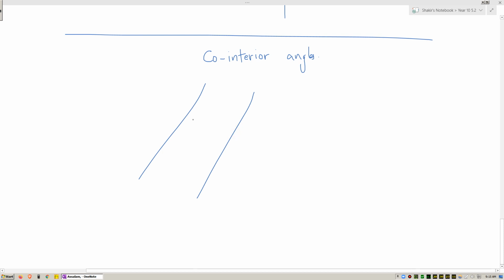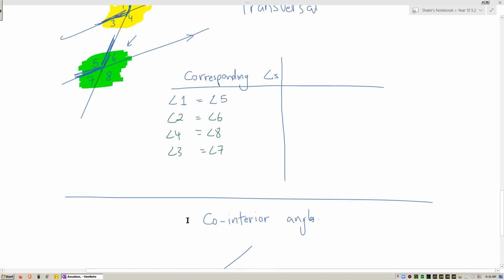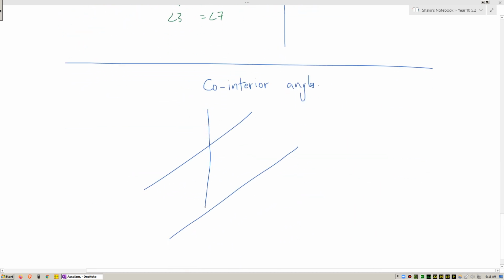Let's say you have, in fact, I'll draw a very similar diagram to what we had before. What did I have before? Okay. A pair of parallel lines, and you have a transversal. And once again, top left, 1, 2, 3, 4, 5, 6, 7, 8. What is a cointerior angle?